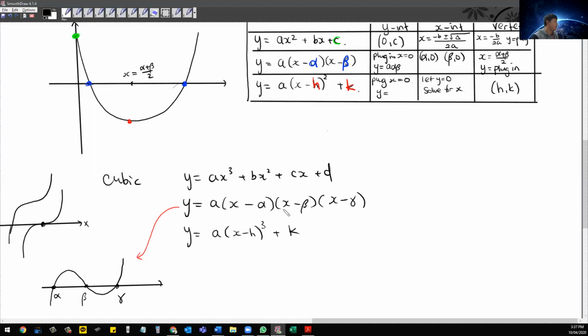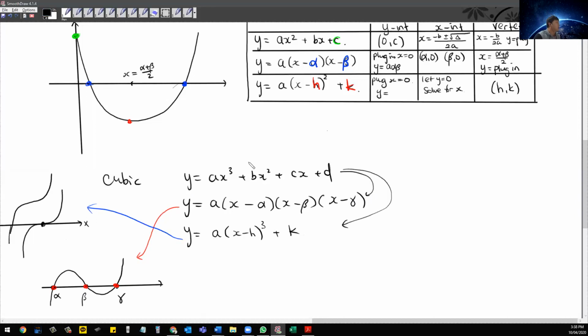You see how you have all these factors and they guarantee 3 x-intercepts? That's why the second formula looks more like this one over here, and this one over here is guaranteed to look something like this. So it's never going to look like that. Now the general one can be both.